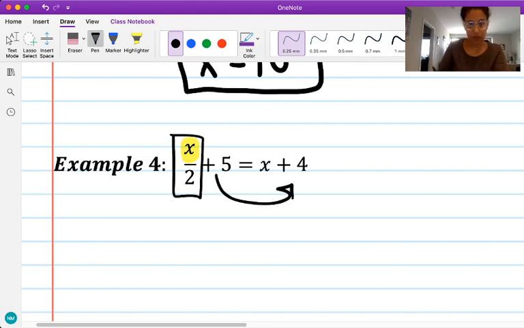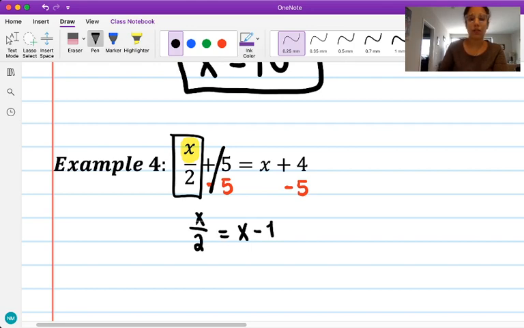That's first. Right? So what I'm going to do is get rid of this 5 by subtracting it. And of course, I'm going to line it up with what it's like terms with. So I have x over 2, just rewriting that, equals x. 4 minus 5 is negative 1. Be careful not to fall into the trap of putting positive 1. It is, I have $4, I spend 5, I owe still $1.